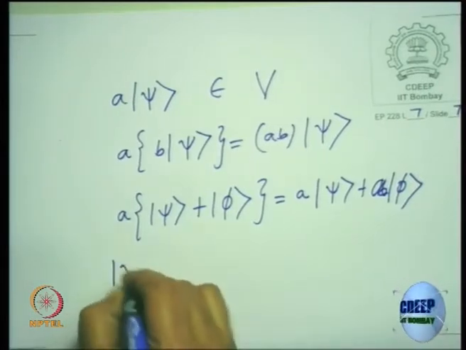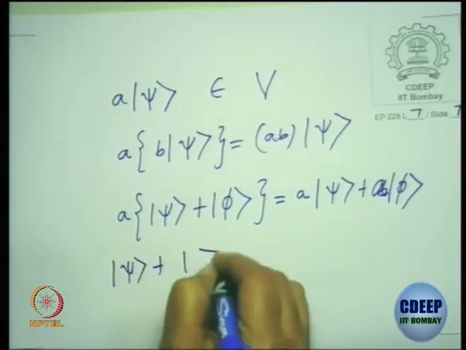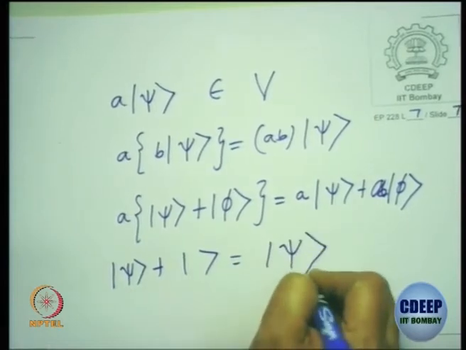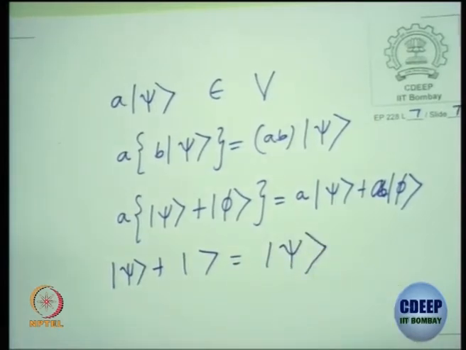If psi adds to something and gives you psi, what do we call this state? Doesn't do anything to the state. In your R3, it is like a vector with components 0, 0, 0.